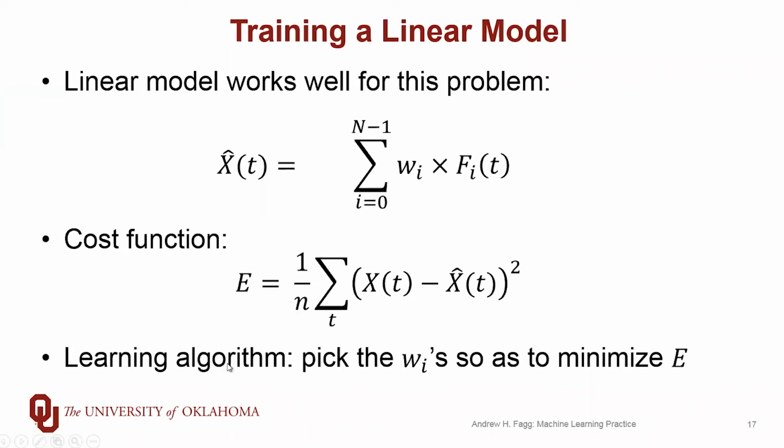The learning algorithm, the idea behind the learning algorithm is that it picks the WIs so that we make E as small as possible. For this type of linear model and this cost function, it's very convenient in that there is exactly one choice for all the WIs that minimizes E. This is not the case generally, but it happens to be the case for this combination of model and cost function. And I should say that this is exactly what you're doing when you are doing linear regression.